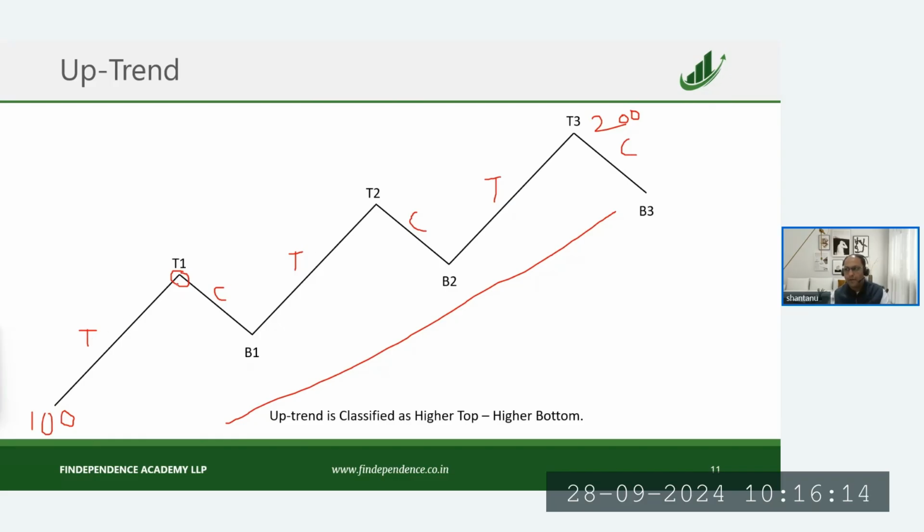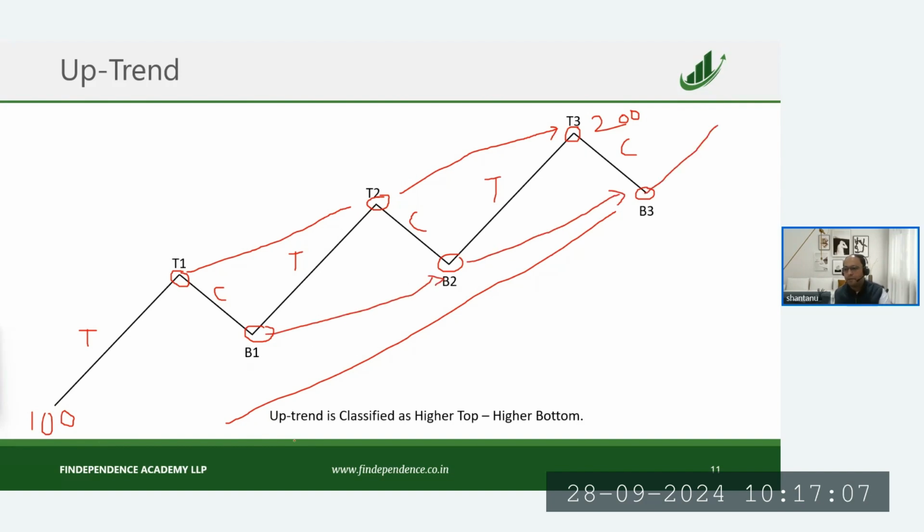If you mark the points between a trending move and a correcting move, you will get the tops. If you mark the points between a correcting move and the next trending move, those points will be called bottoms. Now, an uptrend is classified as higher top, higher bottom. What it means is, if you notice, the tops are moving upwards. T2 is greater than T1, T3 is greater than T2. Similarly, if there is a T4, T4 will be greater than T3. Similarly, you see the bottoms are also moving up. An uptrend will be classified as a higher top and higher bottom.